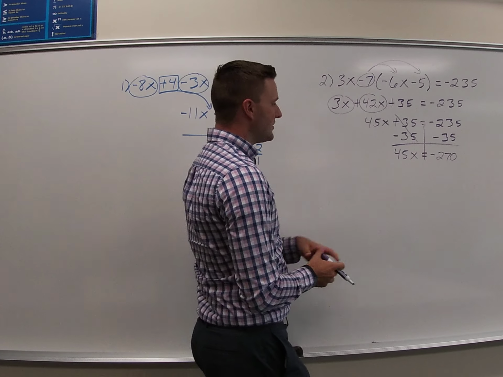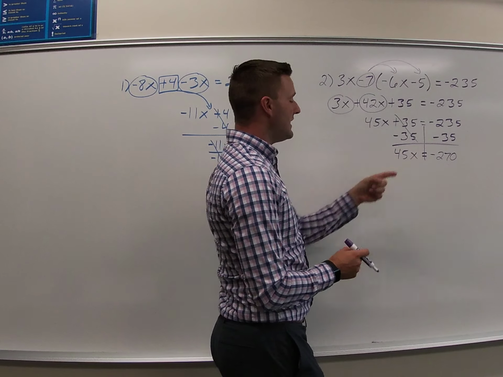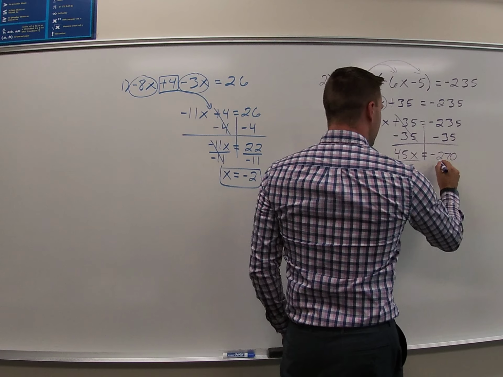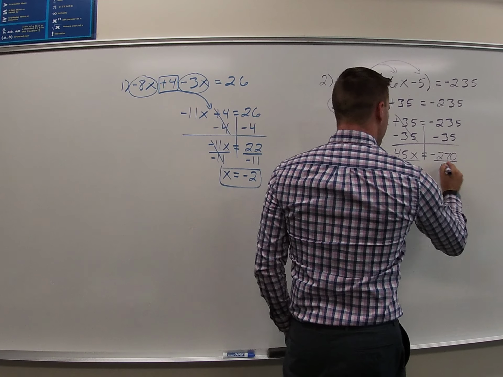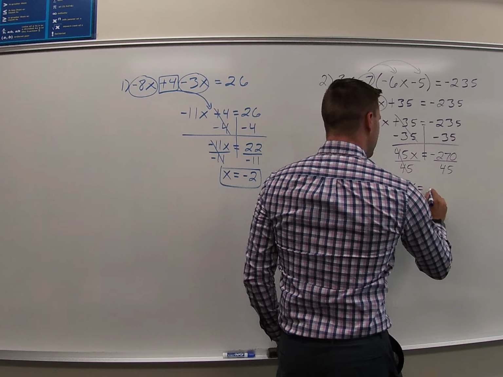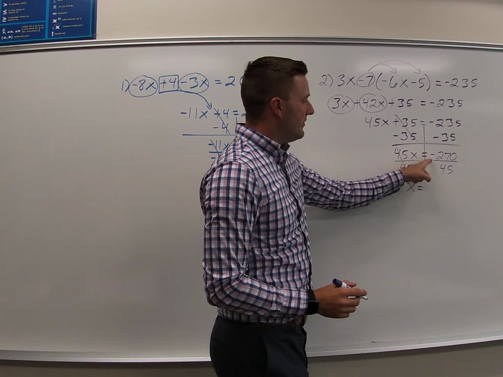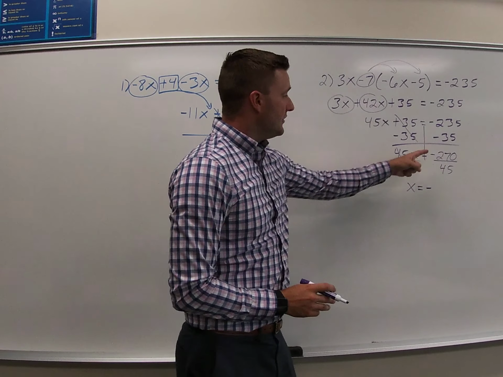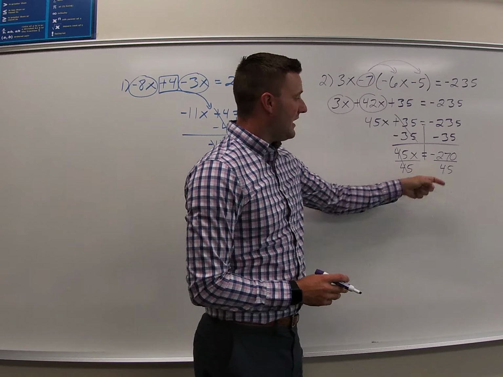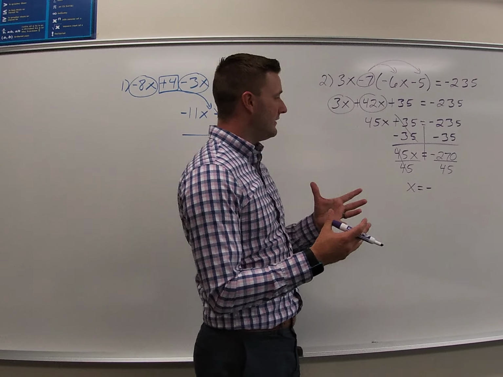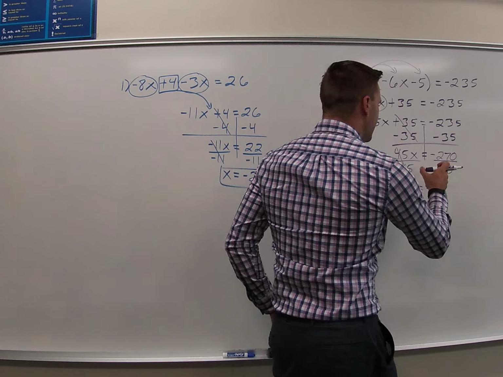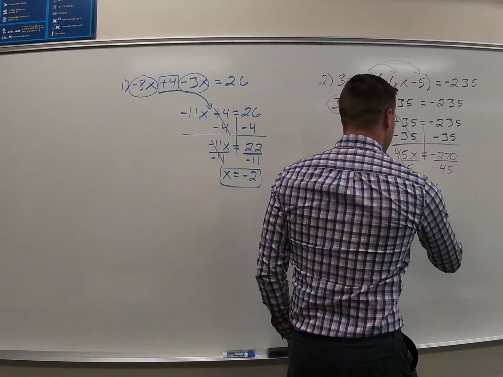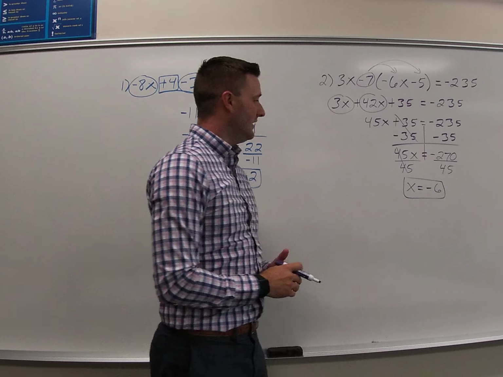Now, how do I finish this out? Remember, this is 45 times x, so to undo multiplying by 45, I'm going to divide by 45. So I get that x equals a negative number divided by a positive number is going to give me a negative number. And then 270 divided by 45, if you put that in your calculator, you should get 6. So negative 270 divided by 45 is a negative 6. So x equals negative 6.